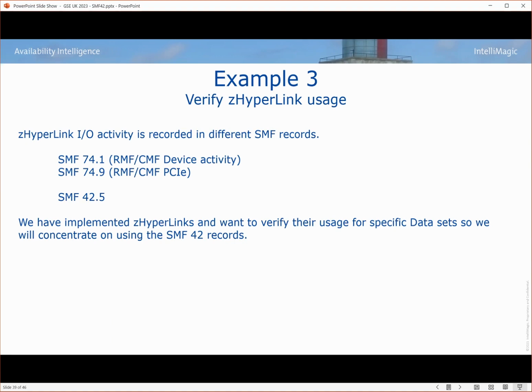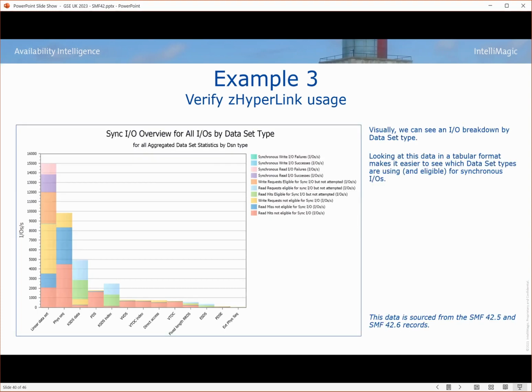Let's see a little bit about what kind of information we can see here. Looking at zHyperLink usage at a data set type category, we can see, for example, linear data sets on the left and the categories of information such as synchronous write, i.e. zHyperLink write IO failures or successes, or eligibility, or read misses. So a lot of good information about a specific data set type. But we can get further than that. This is based on the SMF 42 subtype 5 and 6 records here.